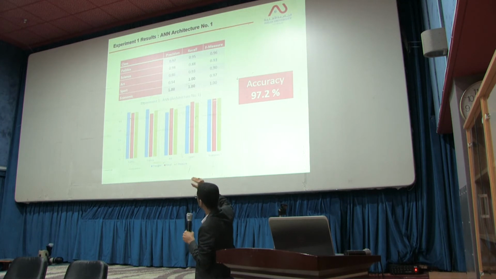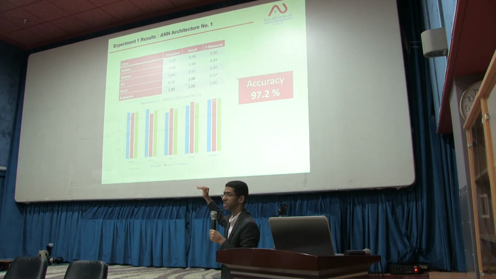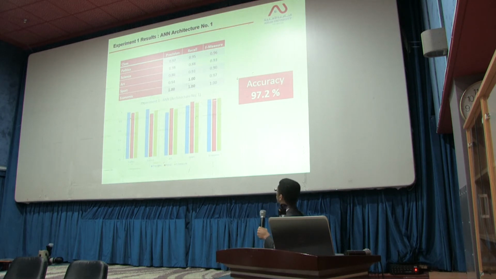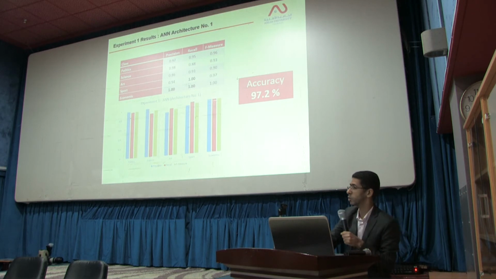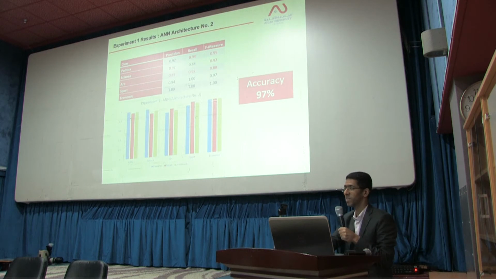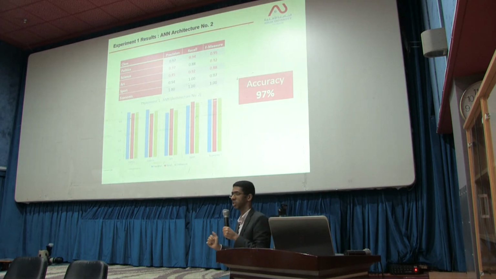Here, for example, for sport, for the recall, I have got 100%. This is for this category, which means that I retrieved all the documents for sports. For the economic classification, all documents got 100% accuracy. For this first experiment architecture, I have got 97.2. For the second architecture, I get 97, just without the 0.2. So there is this performance accuracy for this architecture.